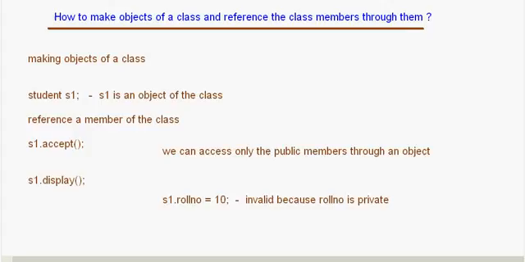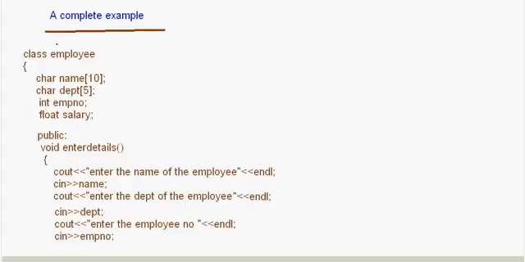So S1 is an object of a class, and through S1 I am calling the accept and display methods, which are public methods of the class. So generally what we do is we keep all the variables, that is data members, as private, and the methods or the functions, we keep them as public inside a class, right? Okay, now let's look at one small example which has a complete example.